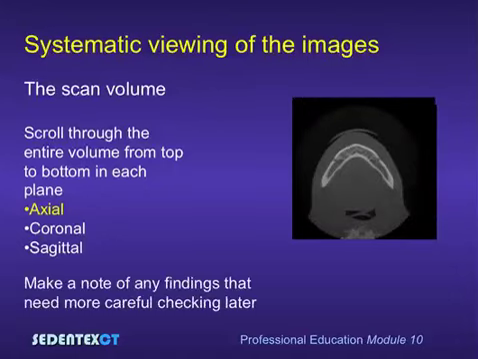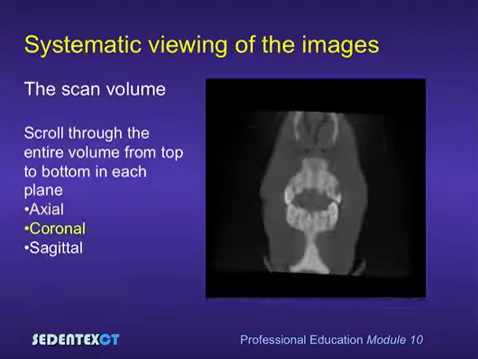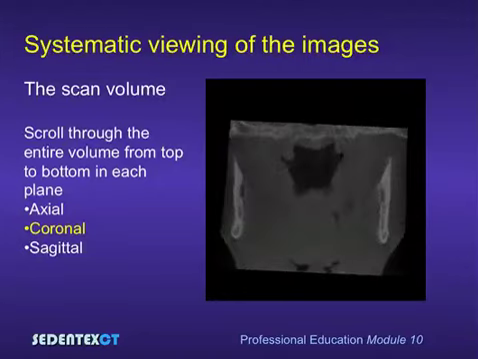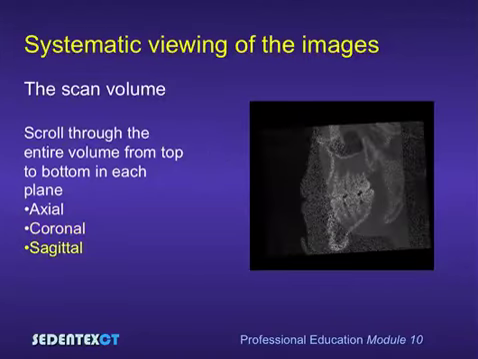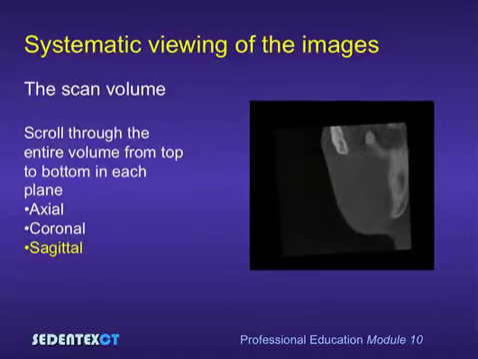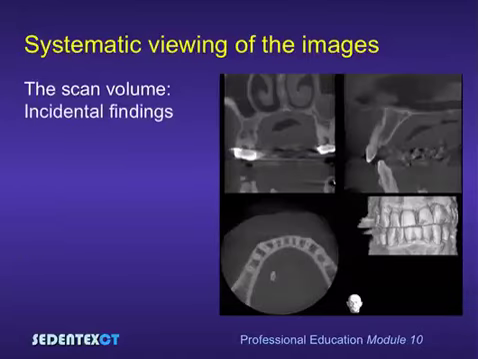covered the entire volume. It's often useful to keep a piece of paper and a pen close by you when you're doing this, to make a note of any findings that need more careful checking later. Repeat this in the coronal plane, followed by the sagittal plane, until you have been through the volume in three different dimensions. This will allow you to pick up incidental findings.